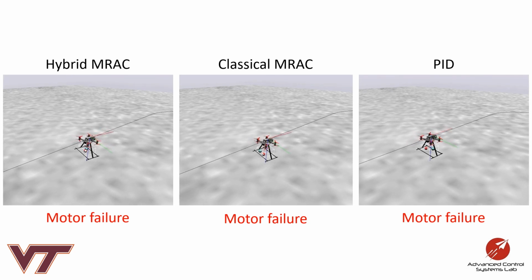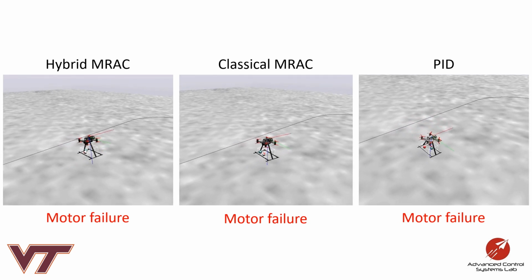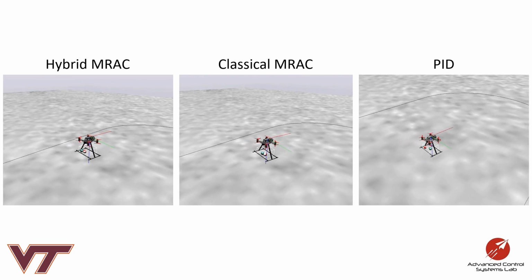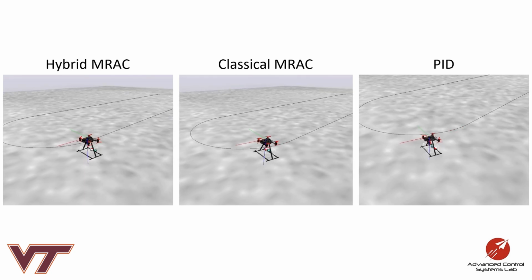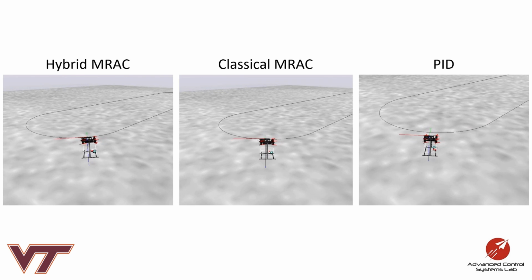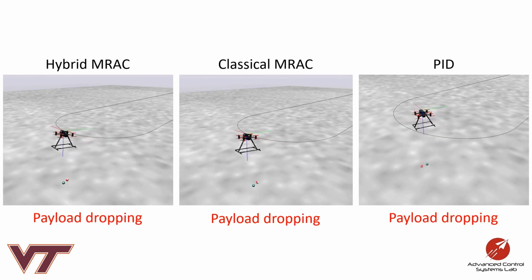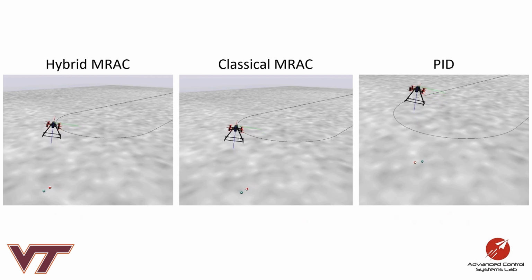motor failures happen, we see that also in this case hybrid MRAC is still the fastest to converge to the user-defined trajectory, while PID is the one suffering the most from this. And then whenever the payload is dropped, we see that PID is still the one that suffers the most from it, while hybrid MRAC and classical MRAC converge back to the user-defined trajectory in a much faster way.